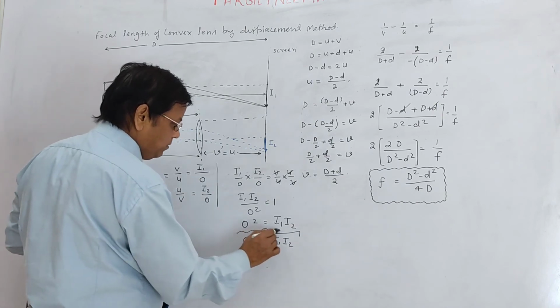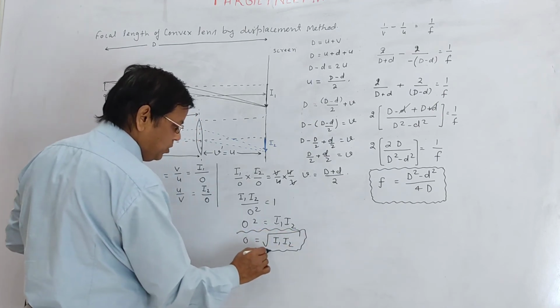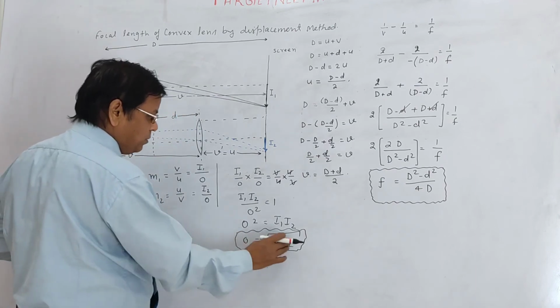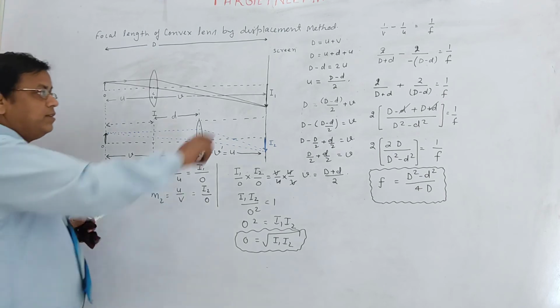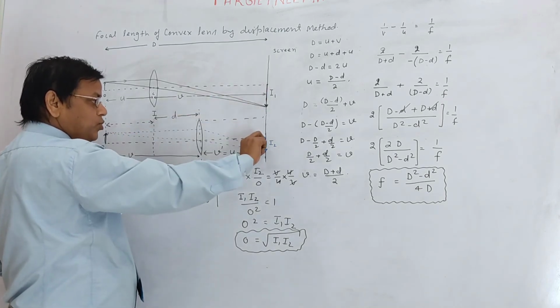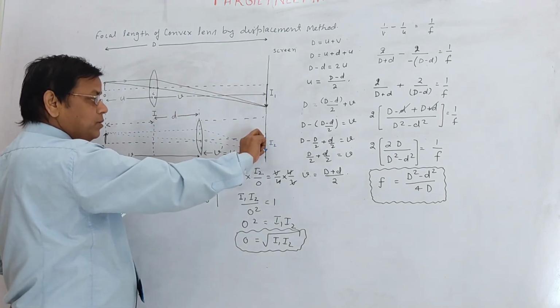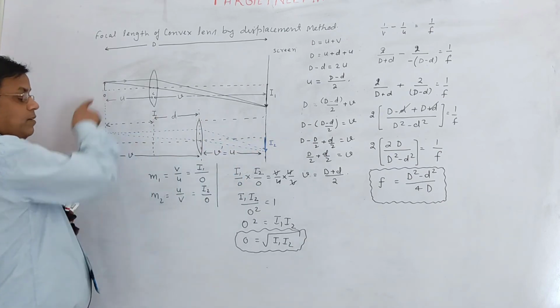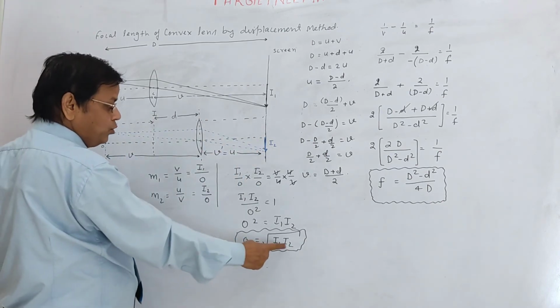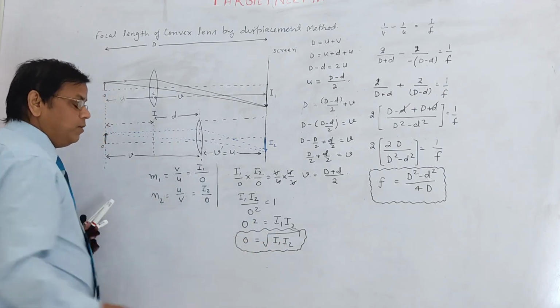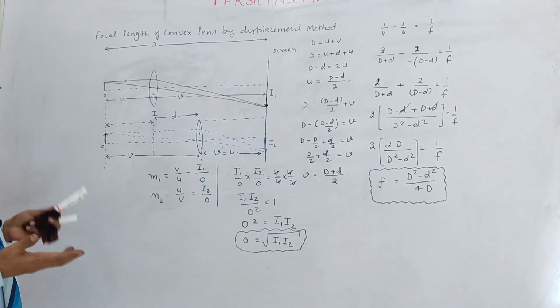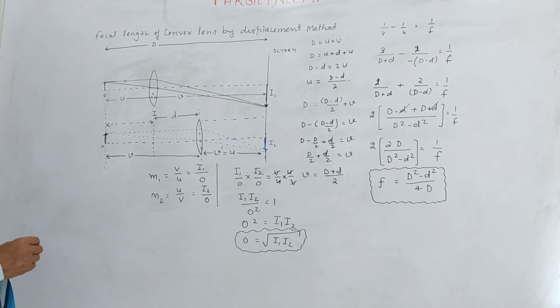This is the relation between size of object and size of image in first position and size of image in second position. Suppose in first position size of image is 9 centimeter, in second position size of image is 4 centimeter. Then what is size of object? We can find 9 into 4, 36, square root 6. So size of object will be 6 centimeter, millimeter, whatever unit is given.